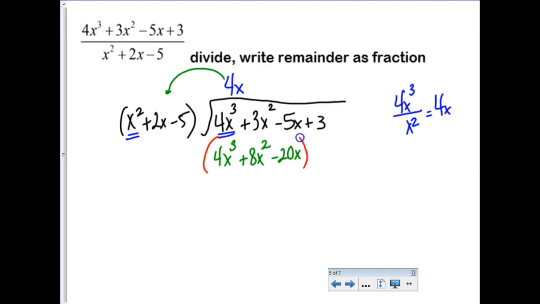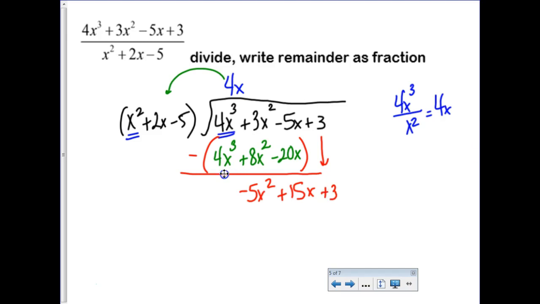And I always suggest you do this step in another colored pen, so you can break up your work a little easier, but also you can really say to yourself, I'm subtracting. Some of you don't do the parentheses because you just assume that you're going to remember you're subtracting. Turns out, no, you don't. All right, so lead term cancels. 3 minus 8 is negative 5x squared. Negative 5 minus negative 20 is a plus 15x. And then you're going to bring down your next term of plus 3.